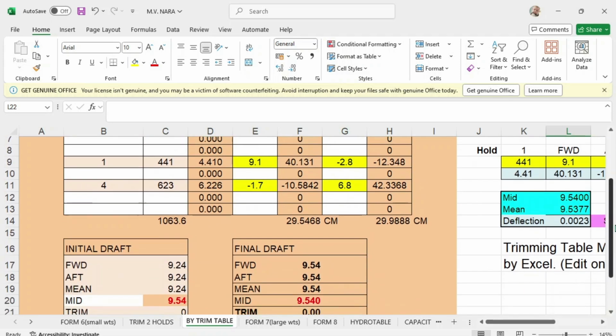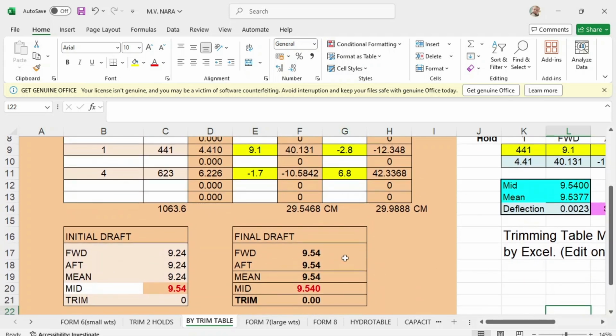your final drop would be forward 9.54, up drop 9.54, mean drop is 9.54, your mid drop is 9.54. So you have no trim. So your deflection here is 0.